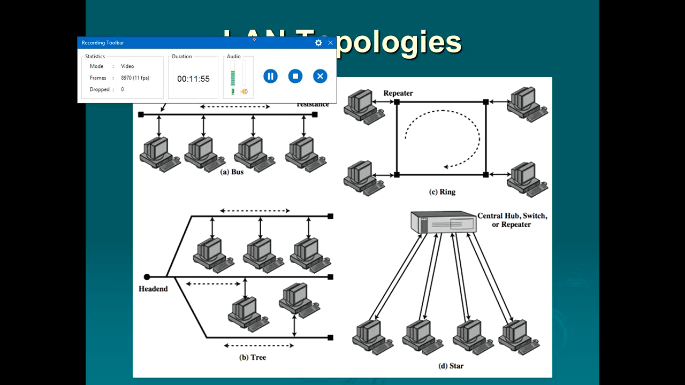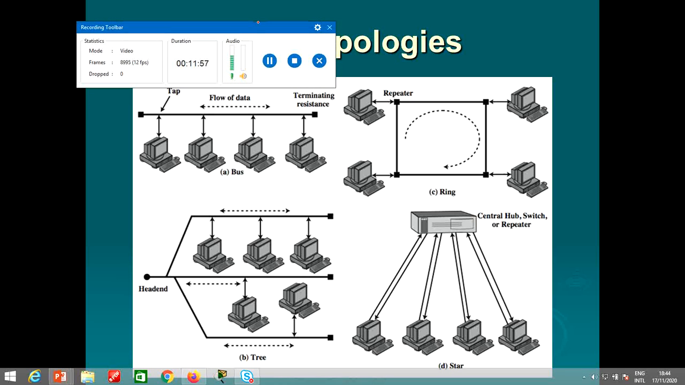Alright, now let's move on to the next topology. The next topology we are going to talk about is the ring topology.